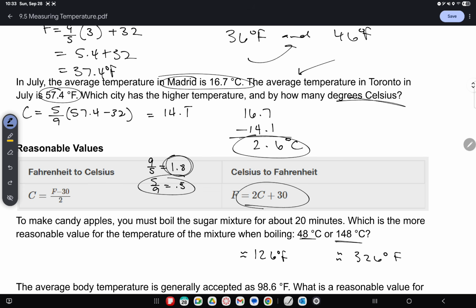So if we think about the boiling point for Fahrenheit, it's 212, so it's going to have to be the larger one. Or we can go from the perspective of 0 in Celsius is freezing and 100 is boiling. So the only one that's above the boiling point is 148 degrees Celsius.